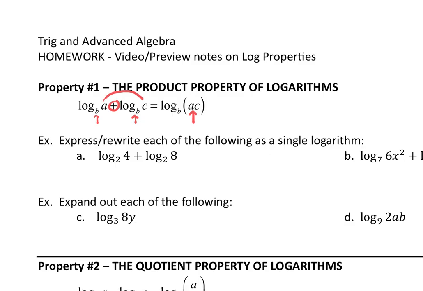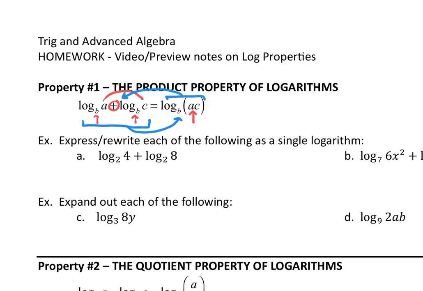As we look at these examples, if I ask you to rewrite each of the following as a single logarithm, I'm looking for you to go from 2 terms down to 1. And then in part 2, if I ask you to expand out, then I'm looking for you to identify the single logarithm, meaning this one here, that it's a product that we can expand back to the sum.